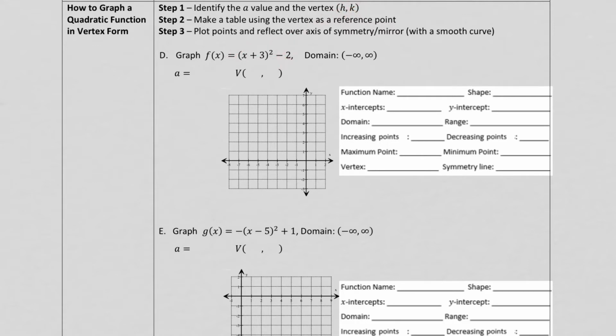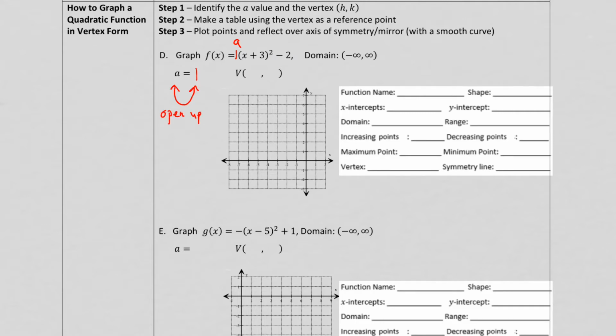So in this first example, I see that a here is going to be a 1. Now I don't see it, but it is a 1 there. So a equals 1. Now the second that I know that a equals 1, I know that it's going to be a smiley face. So this graph is going to open up.